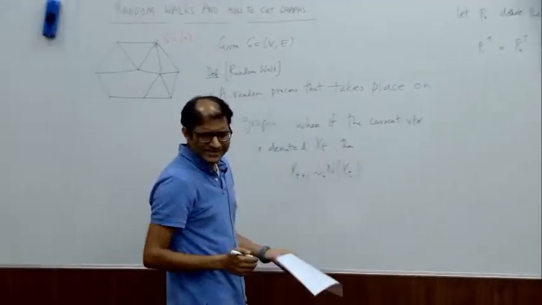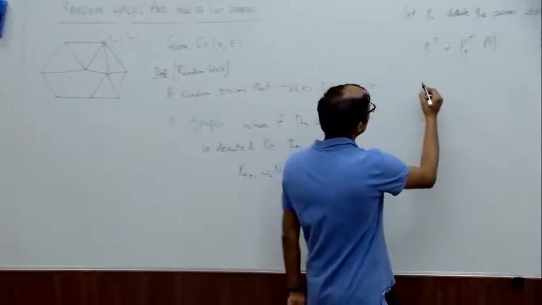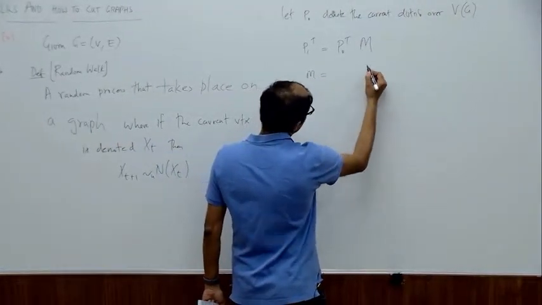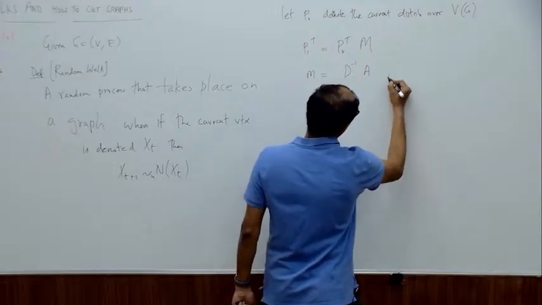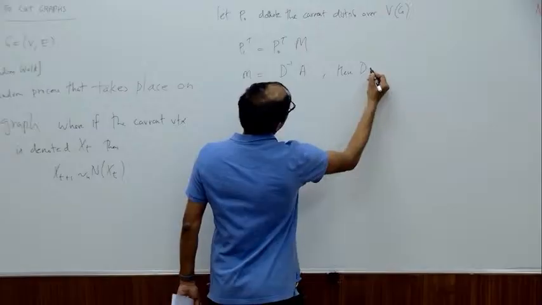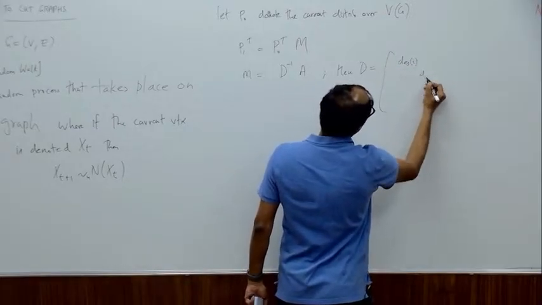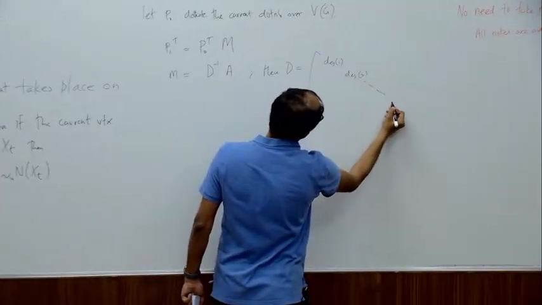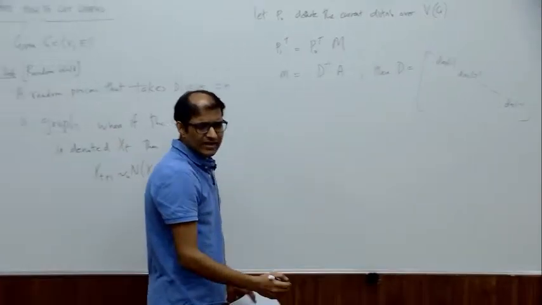So why transposes? You might be wondering about this. What's M? I have not introduced M. M is the adjacency matrix times a diagonal matrix D. D is the following matrix: the degree of the first vertex, the degree of the second vertex, on and on, the degree of the last vertex. It's a diagonal matrix with those diagonal entries.